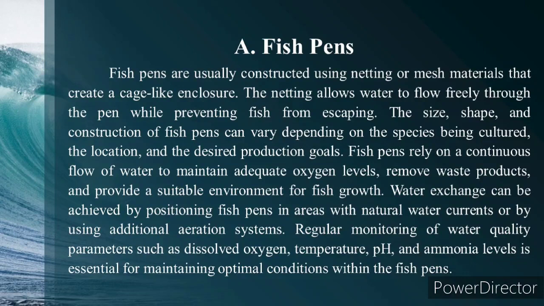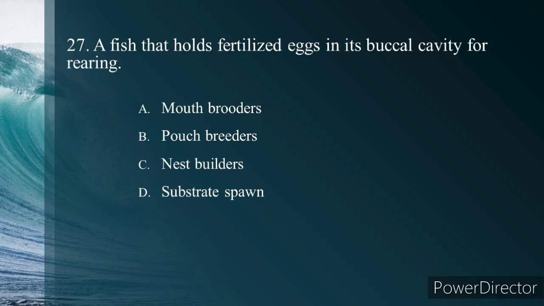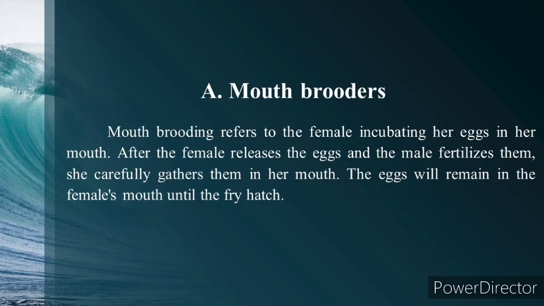Number 27. A fish that holds fertilized eggs in its buccal cavity for rearing. A. Mouth brooders. B. Pouch breeders. C. Nest builders. D. Substrate spawner. 1, 2, 3. The answer is A. Mouth brooders. Mouth brooding refers to the female incubating her eggs in her mouth. After the female releases the eggs and the male fertilizes them, she carefully gathers them in her mouth. The eggs will remain in the female's mouth until the fry hatch.